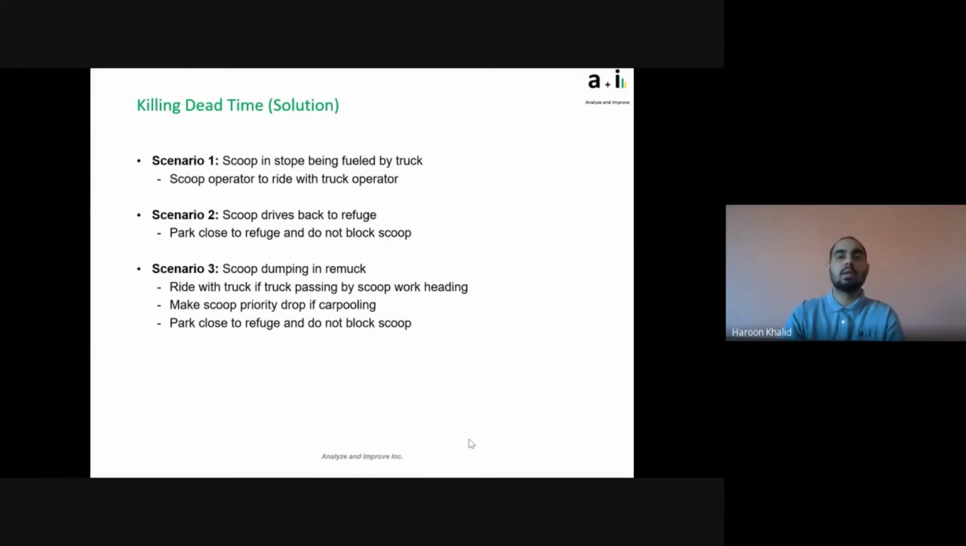And if the scoop was dumping in a remuck, meaning there's no truck involved necessarily, but in this example, a remuck ore storage or waste storage area, then he should ride with a truck operator that would be passing by his work heading. That way, once again, he's not waiting for a Toyota and 6 other people being dropped off. If he is being dropped off through carpooling because there is no option to ride with the truck operator, then make sure that the scoop is priority because it is a primary production equipment. And lastly, if once again we have our scoop tram being traveled back to the refuge, then get a designated parking spot and make sure that it's not being blocked in so that he can begin work right away.